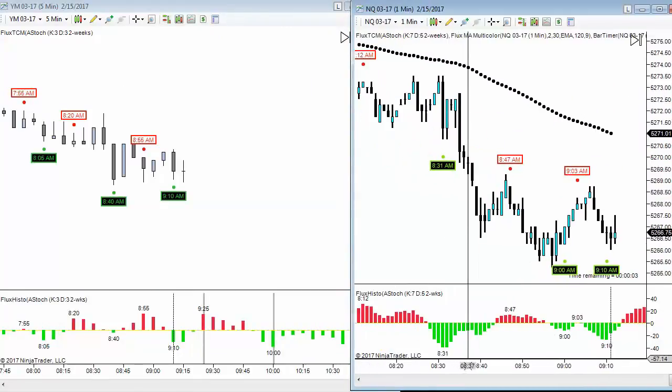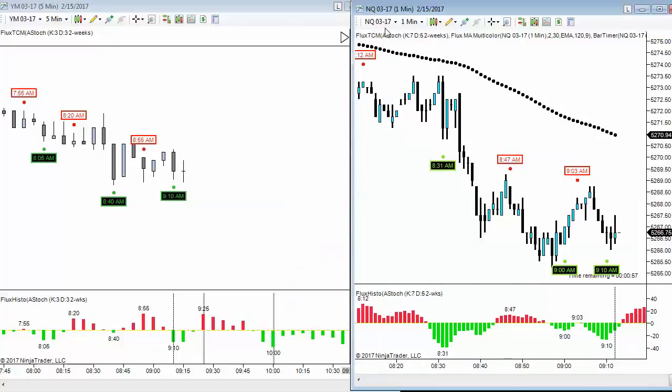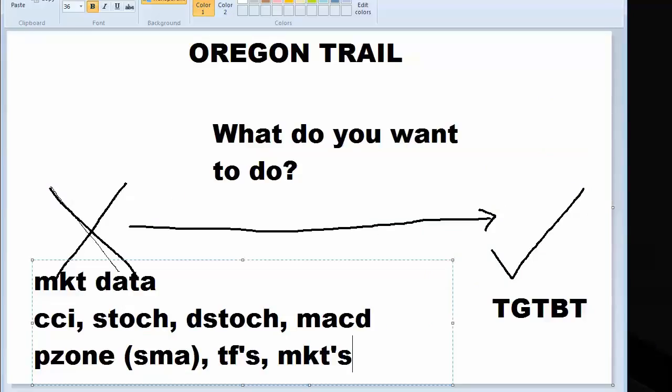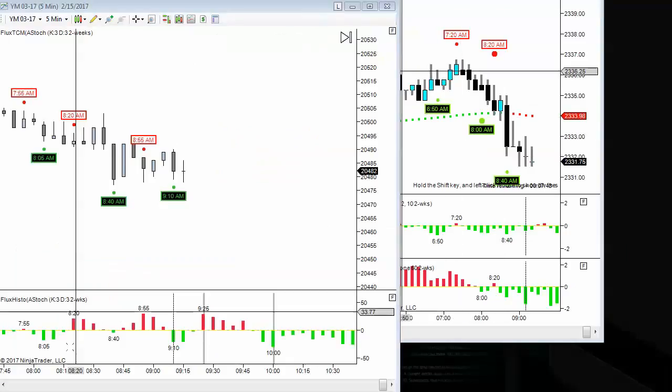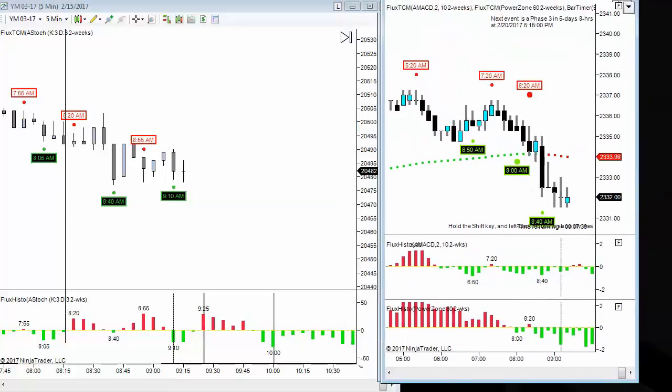Okay, so stochastic seems to be really good for the YM on a 5-minute chart. It's working on our NQ chart. Now, we still have other filters available to us, right? We've looked at the MACD, we've looked at the stochastic. Let's look at the double stochastic. So I'm going to open a new chart. Hang on one second.